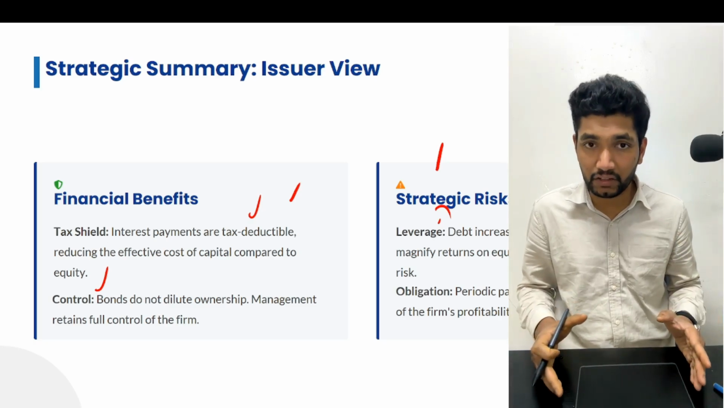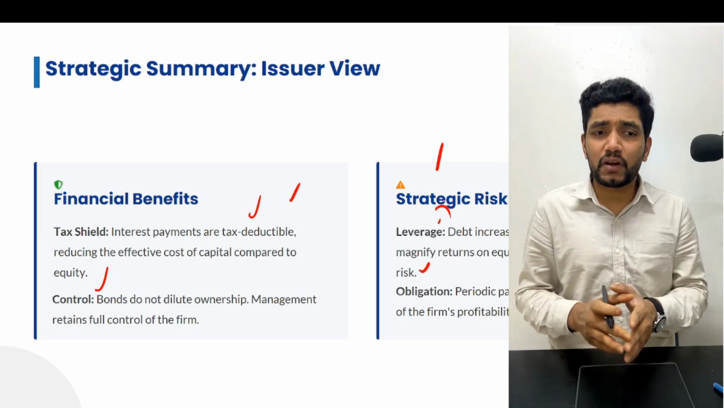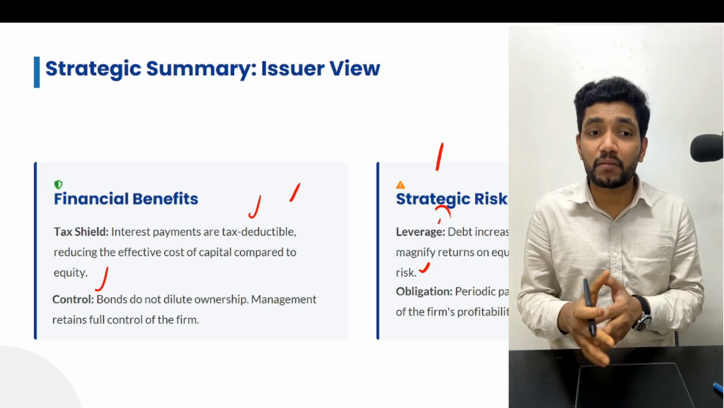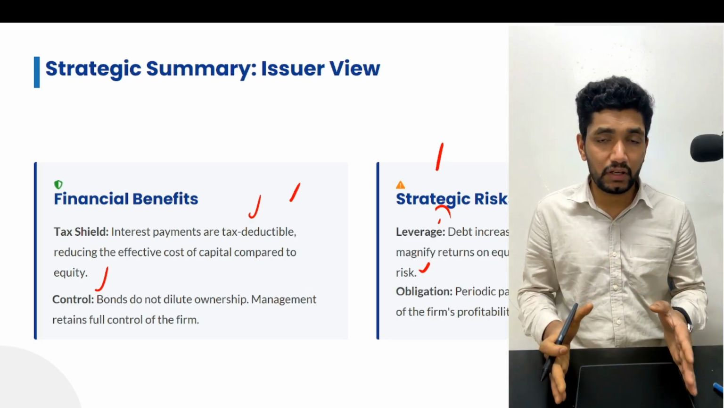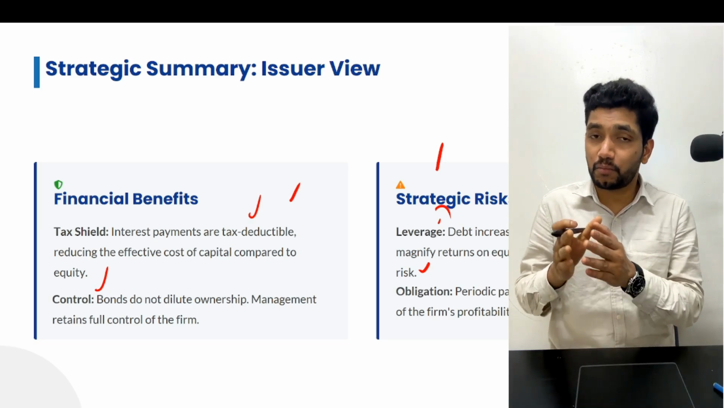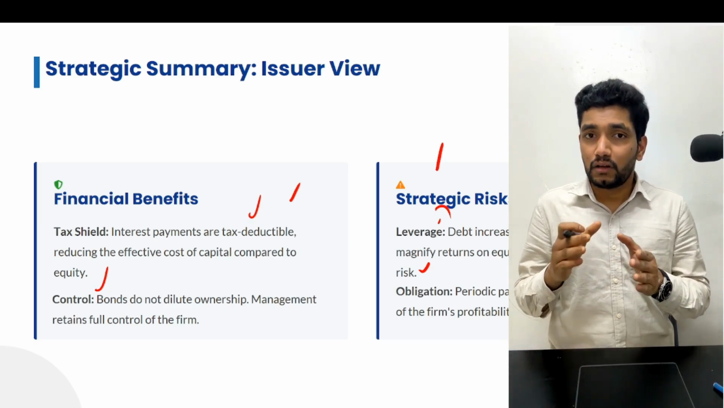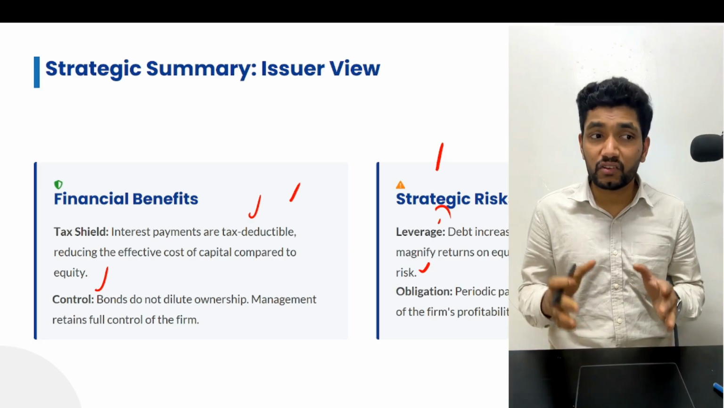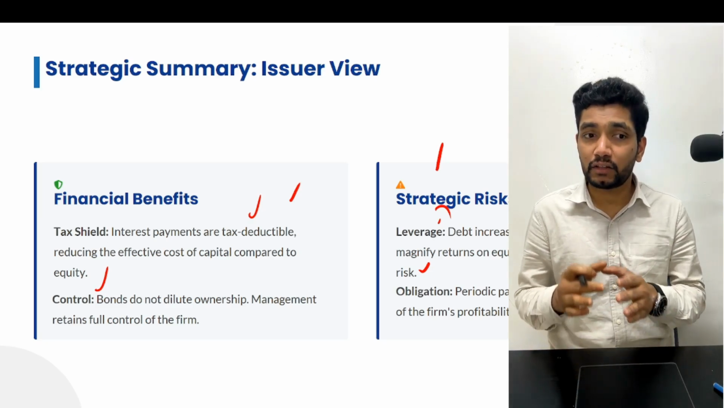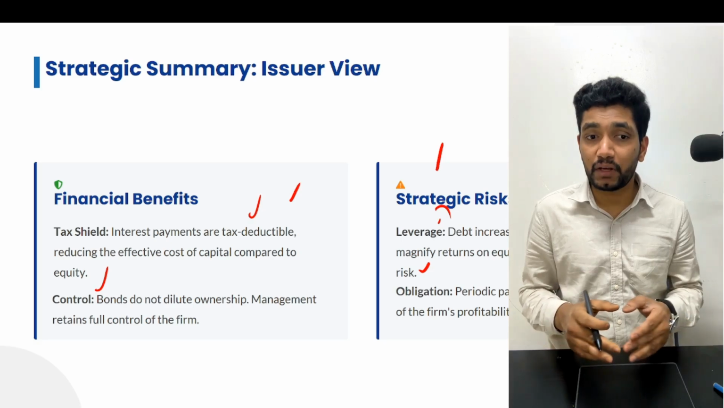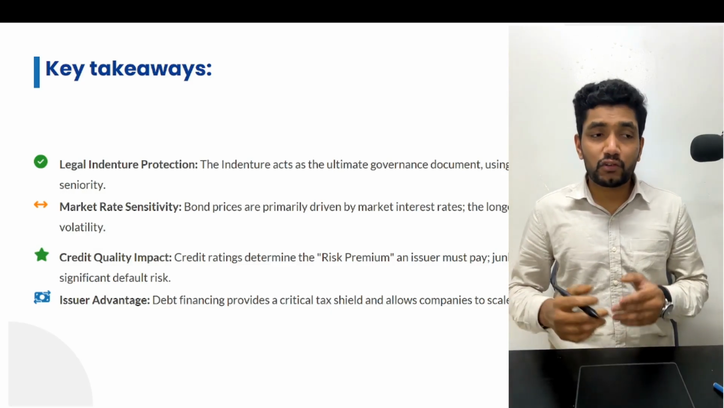The first one is the leverage risk, and the second one is the obligation. That means the periodic payment that we call the coupon payment must be paid regardless of firm profitability. Even if the firm is in loss, the periodic payment has to be paid to the bondholder, unlike equity shareholders. So these are the two strategic risks related to bond issuing: the financial risk related to leverage, and the obligation, that means the periodic payment.